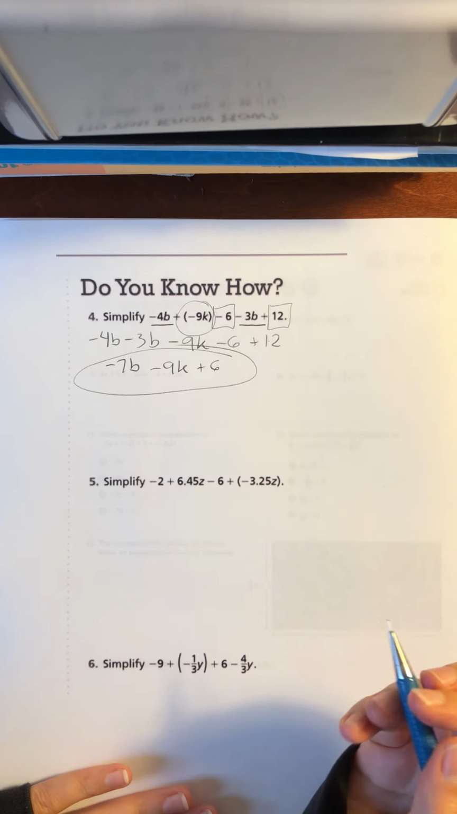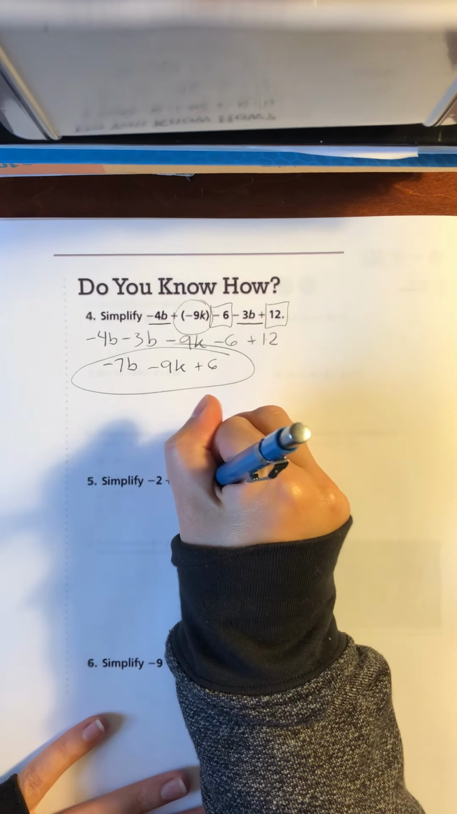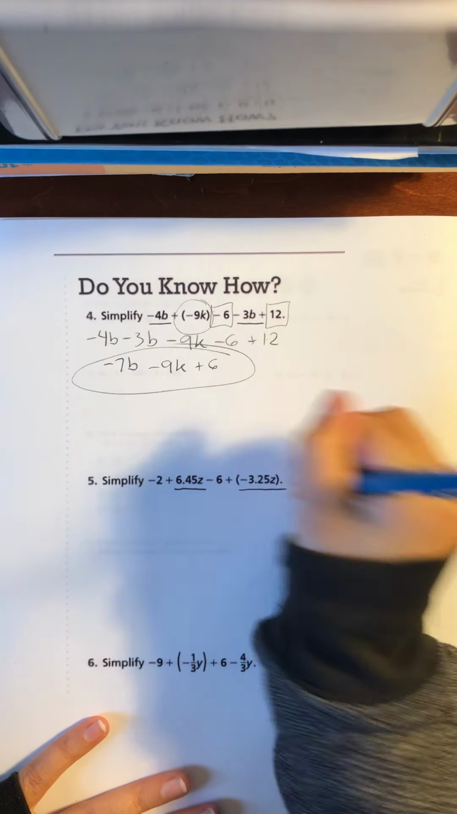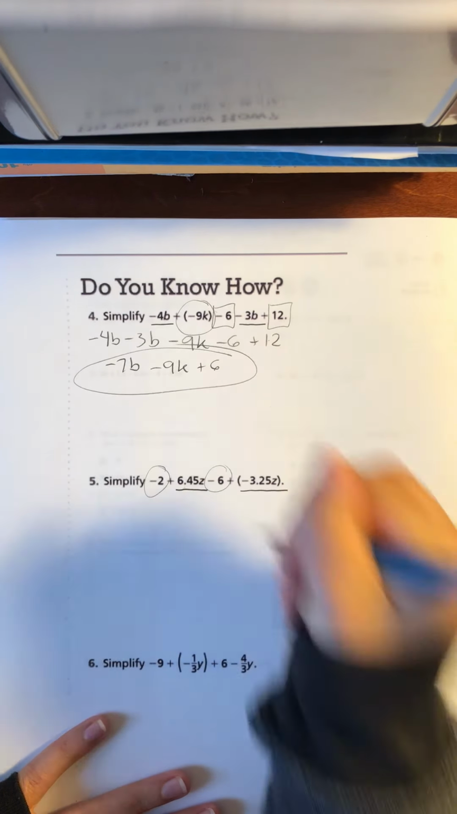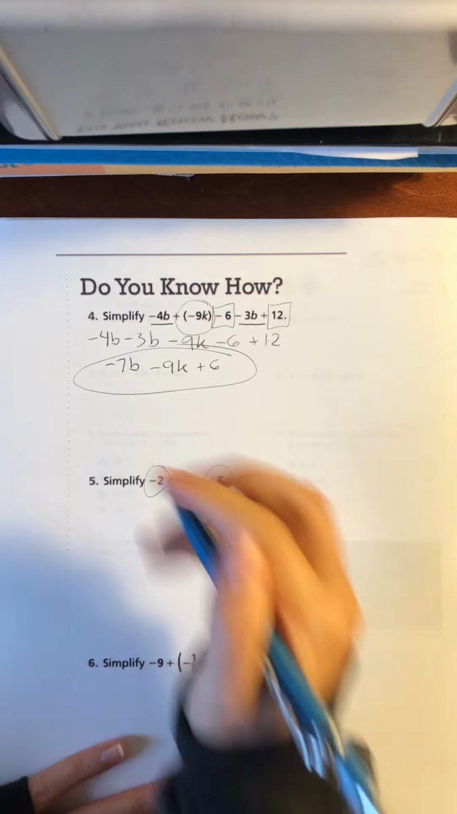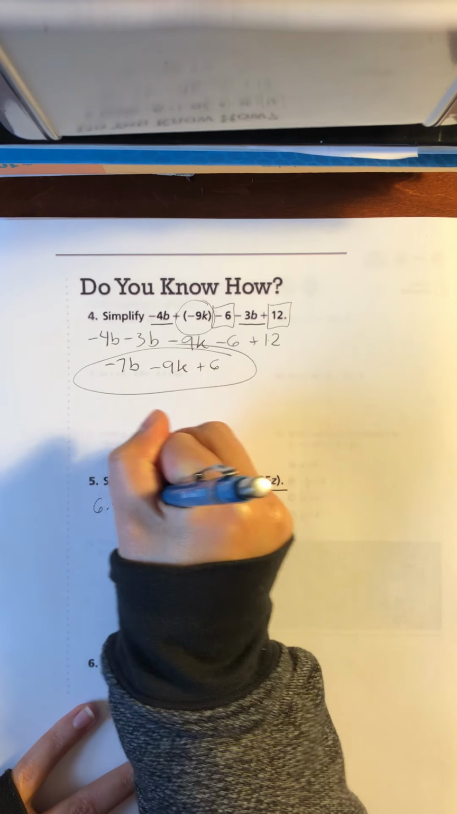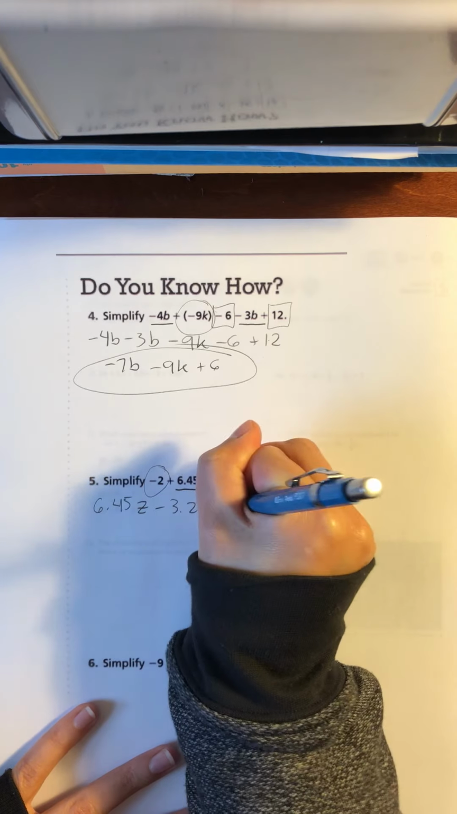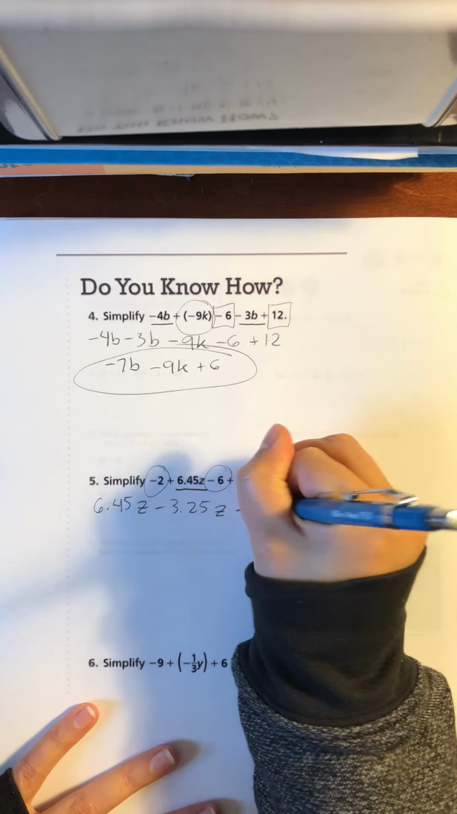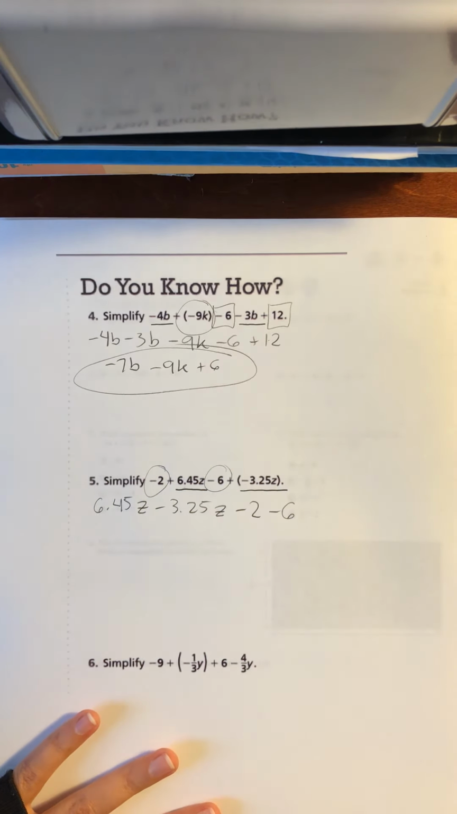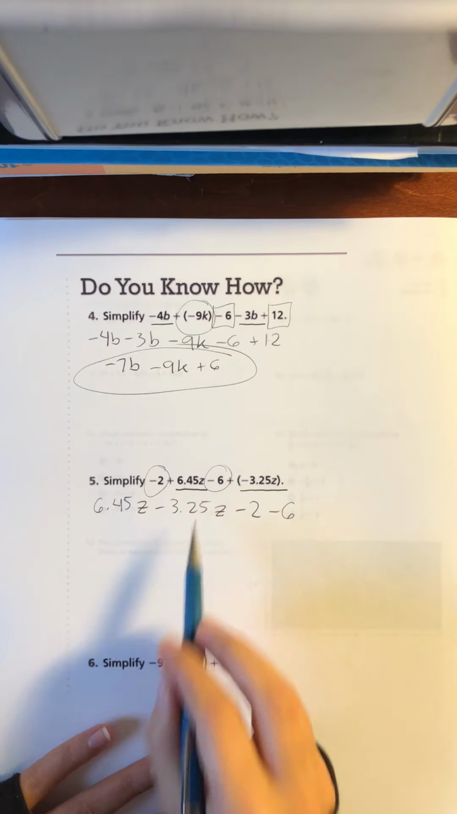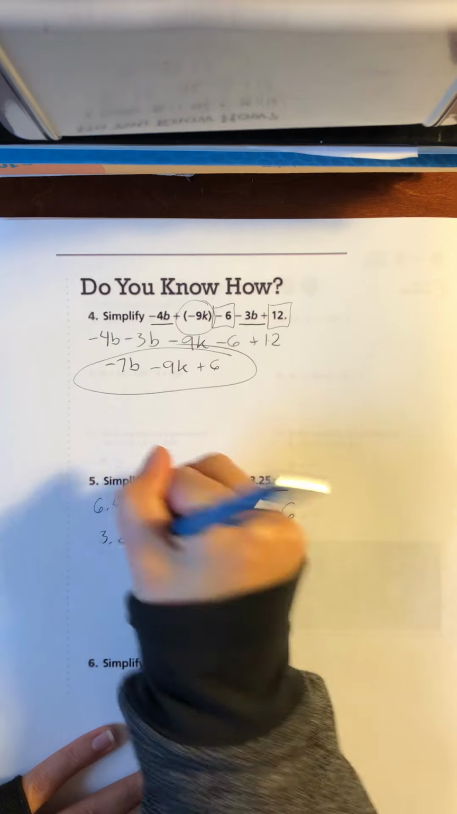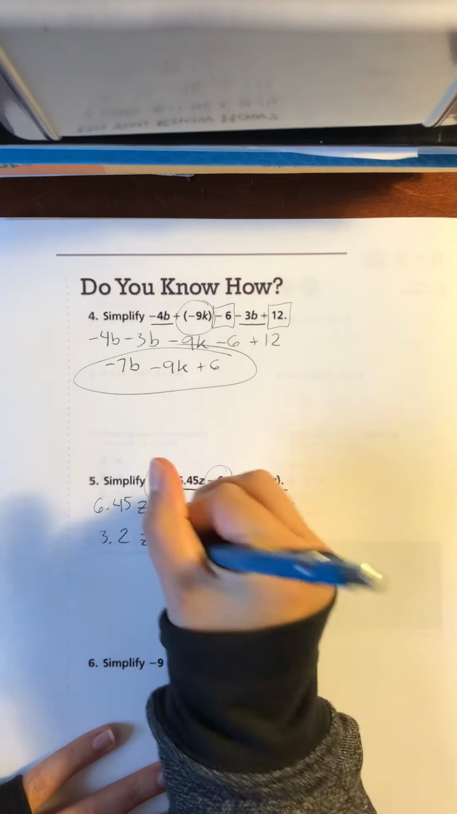Next, we have like terms of 6.45z, negative 3.25z, and then negative 2 and negative 6. So 6.45z minus 3.25z, negative 2 minus 6. 6.45 minus 3.25 is 3.2z. Negative 2 minus 6 is negative 8.